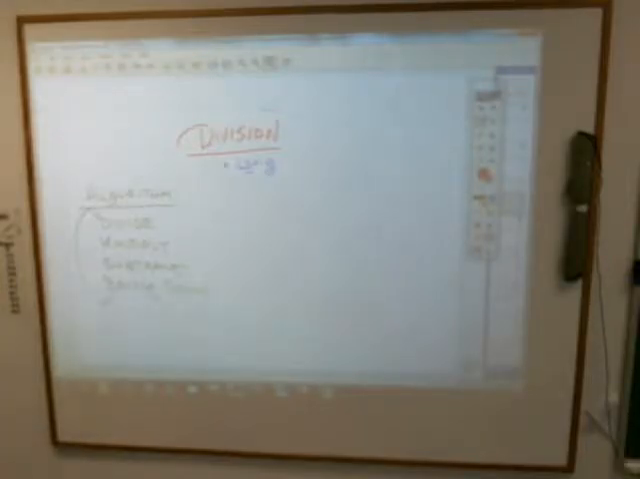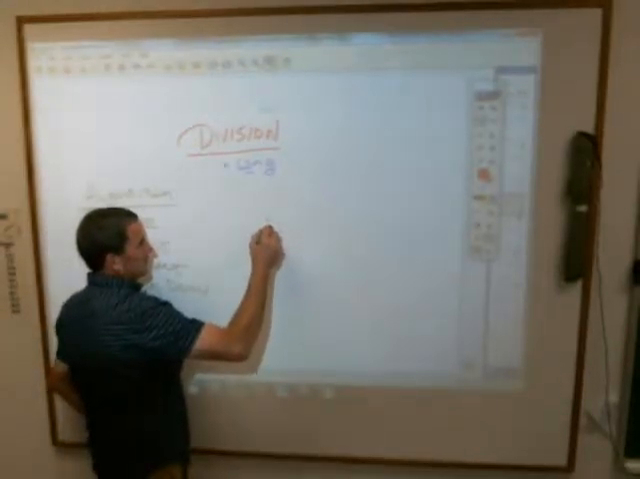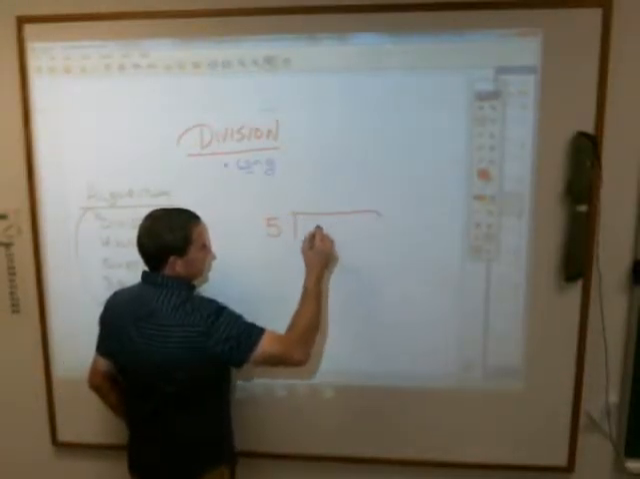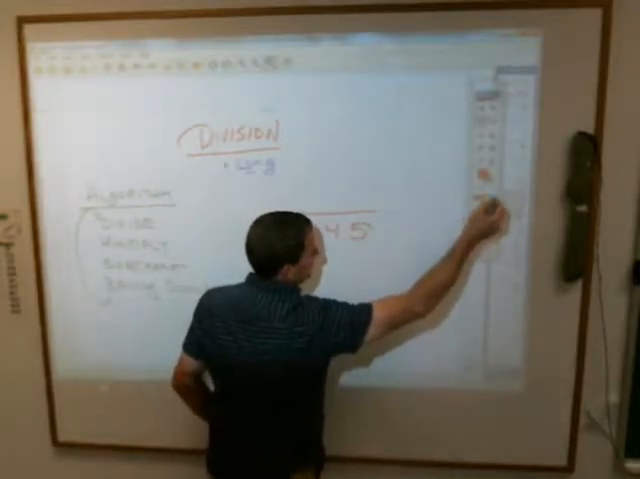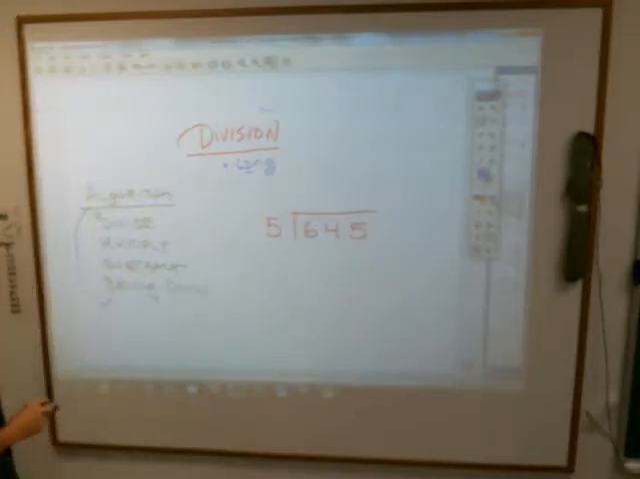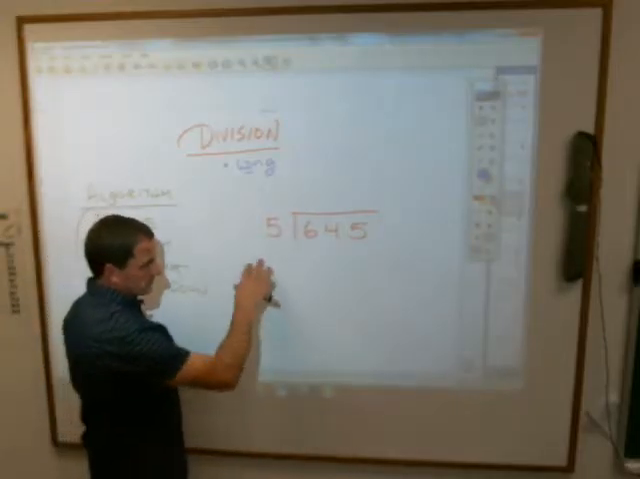Now, of course, I will help you out and we'll do a couple. Here is an example: 5 into 645. And I will reiterate, boys and girls, that if you don't know your basic math facts, this is going to be a huge struggle for you because it's just too easy to get them wrong. You've done this before, right? Did it last year. So here's how it works.